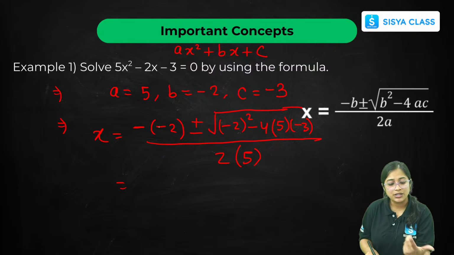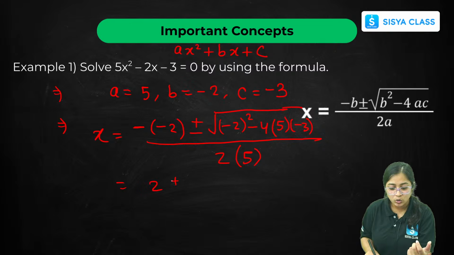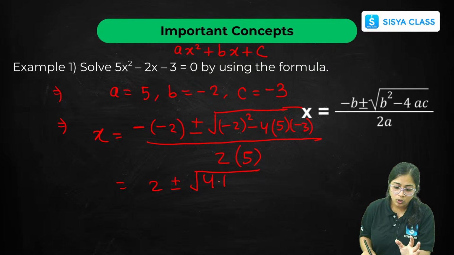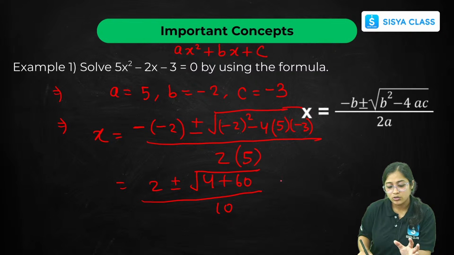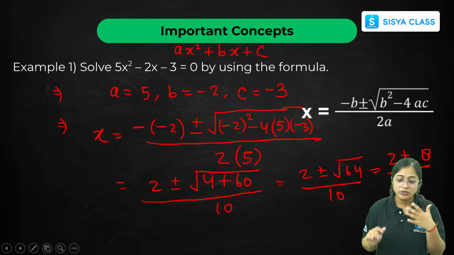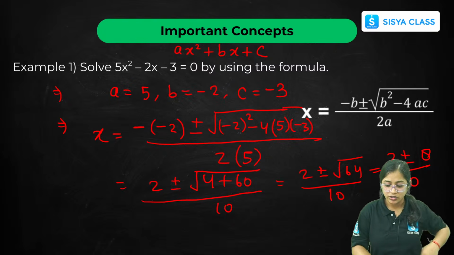So now just simplify it, so you will get 2 here, 2 plus minus under root of, so it is 4, and then you will get here 60, so it is 4 plus 60 and divided by 10, so you will get here 2 plus minus under root 64 upon 10. So now you can simplify it, 2 plus minus 8 upon 10. So after simplification you will get the roots of your equation, okay.